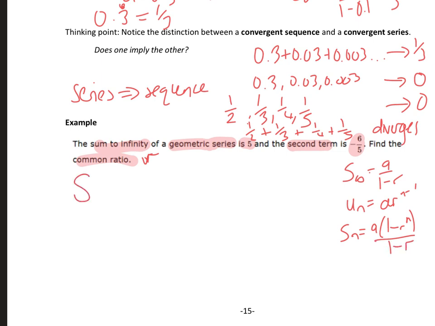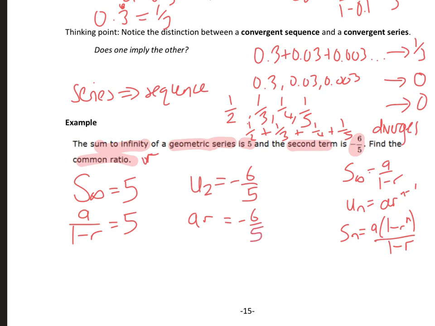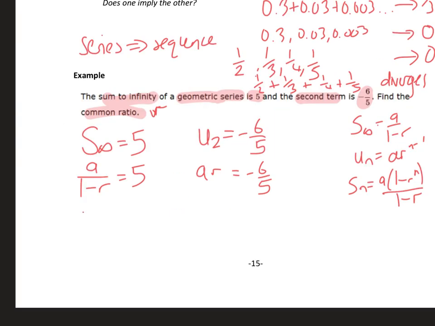Okay, so the sum to infinity is 5, so S infinity is 5, and the second term is minus 6 over 5, so U2 is minus 6 over 5. Now I can put the formulas in. So a over 1 minus r is 5, and a times r to the power 2 minus 1, so just r, is minus 6 over 5. I'm trying to find the common ratio, so I want to eliminate a. Using the first formula, I can get a equals 5 times (1 minus r).